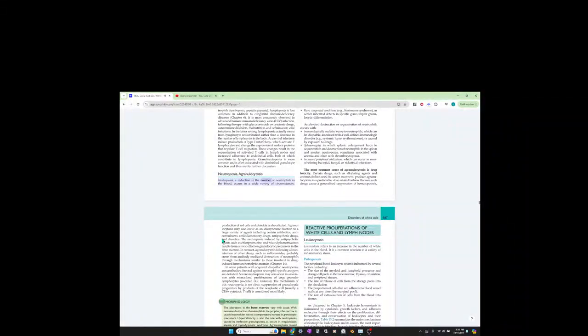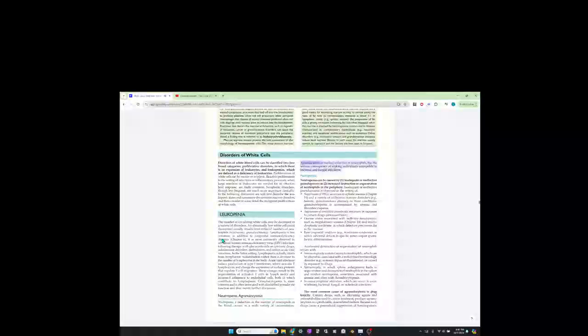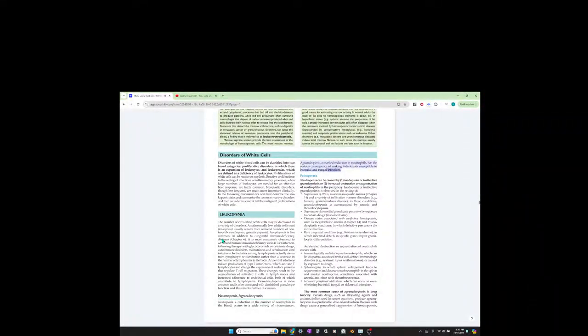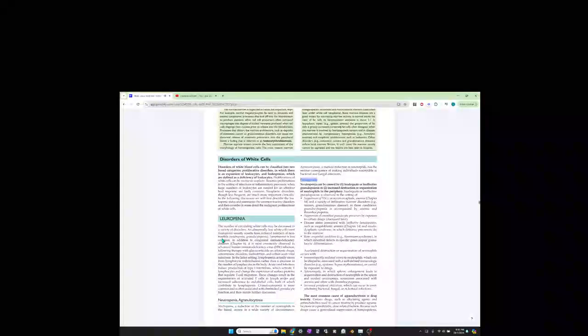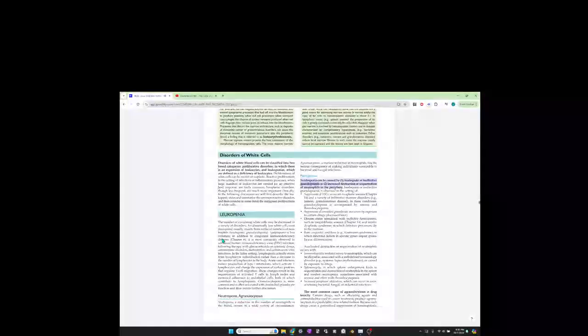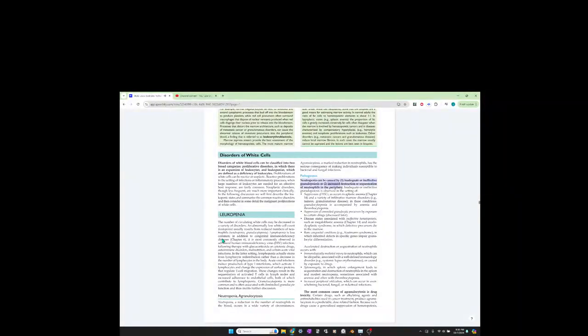Neutropenia, agranulocytosis. Neutropenia, a reduction in the number of neutrophils in the blood, occurs in a wide variety of circumstances. Agranulocytosis, a marked reduction in neutrophils, has the serious consequence of making individuals susceptible to bacterial and fungal infections. Pathogenesis. Neutropenia can be caused by inadequate or ineffective granulopoiesis or increased destruction or sequestration of neutrophils in the periphery.